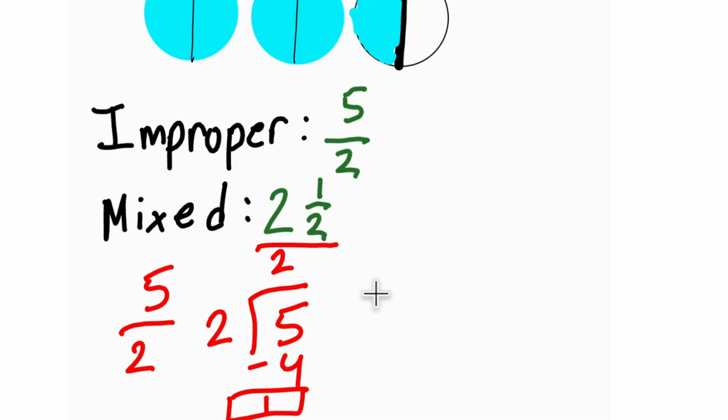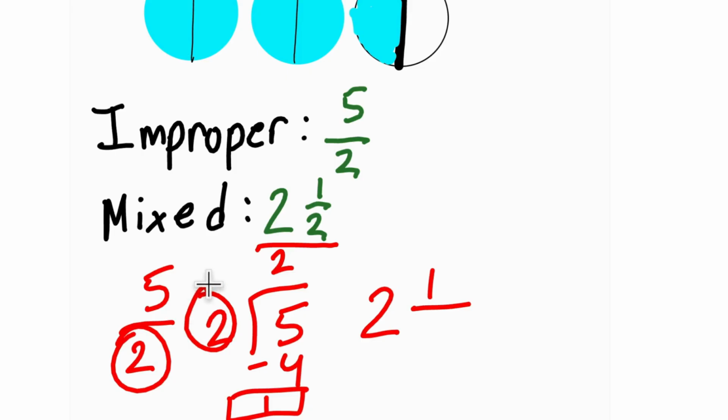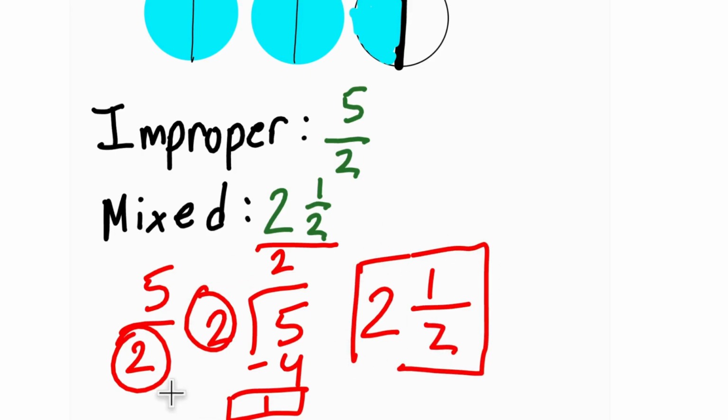So now we know what our wholes are, 2. That's going to be our whole number. Now, to find the fraction, it's just the remainder, which is 1. And then our denominator is just going to be what it was before: 1 over 2. So 2 1/2 is 5 over 2 as a mixed number. And we know that's the correct answer because that's what we got here. Now this may seem a little confusing, but we'll do a few more examples to make sure you got it.